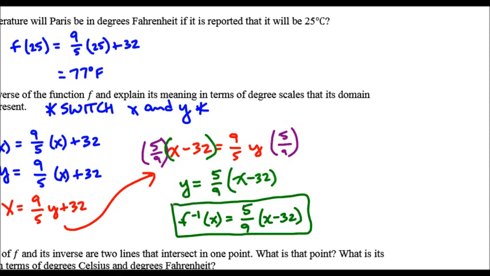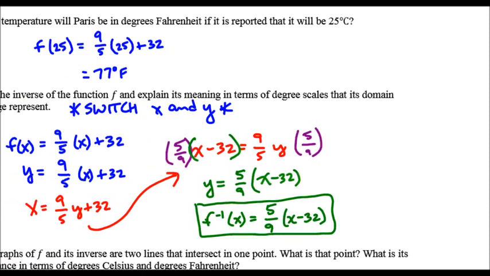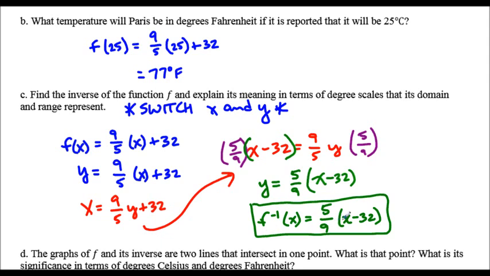All right. Move some stuff over a little bit there. Great. So like if I had the 77 degrees, I could sub that in here, subtract 32, right? That would give me 45, right? Multiply 5/9 times 45, and you'd get back to 25. So that's its inverse.